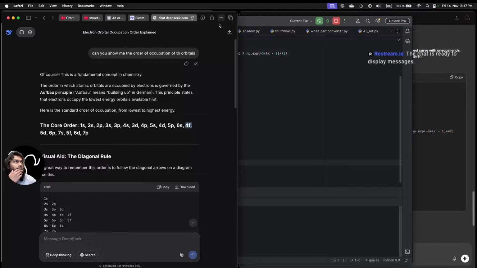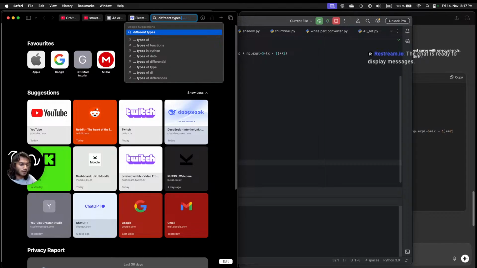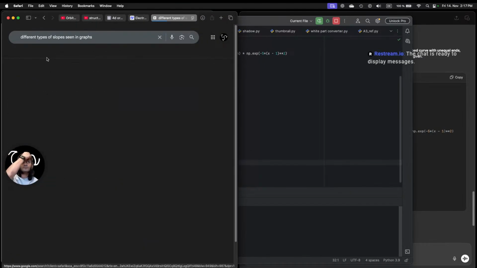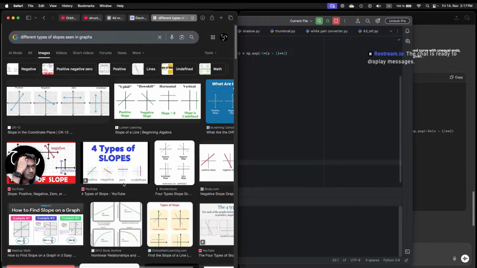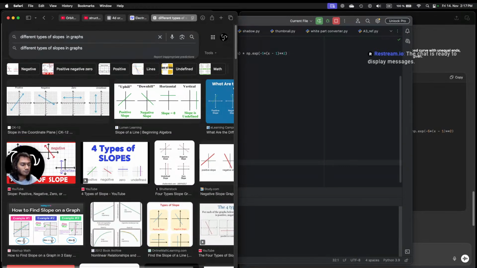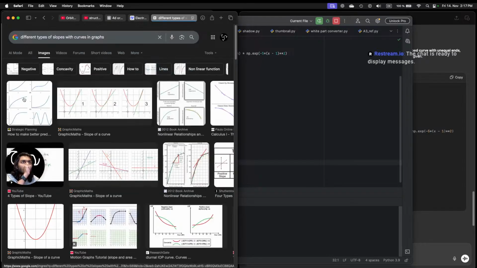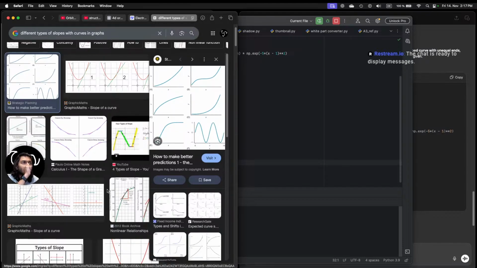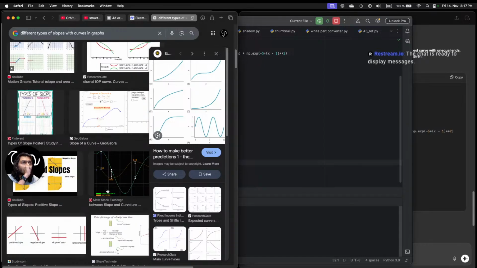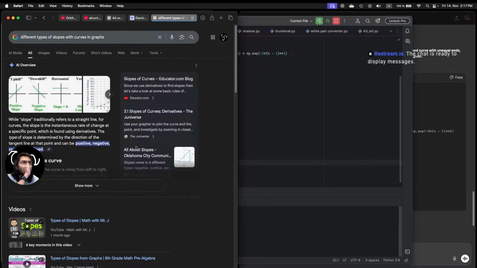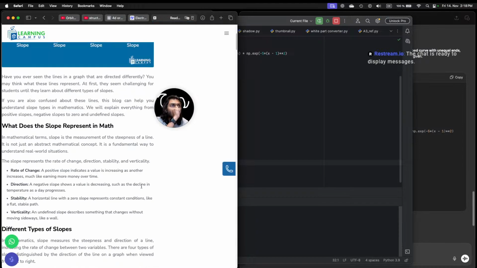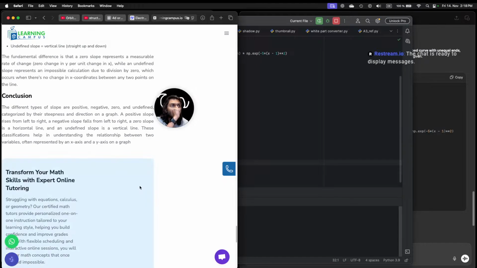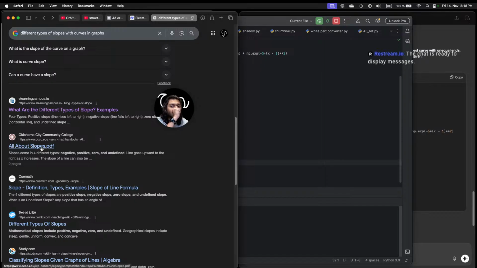I could take this opportunity. Different types of slopes seen in graphs. Yeah. What's this one? Not this, bro. Think.